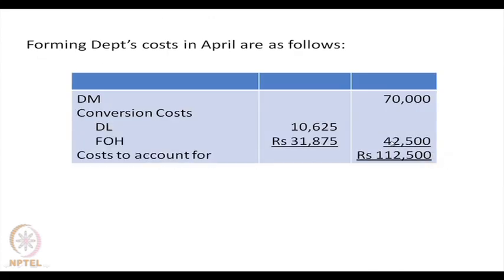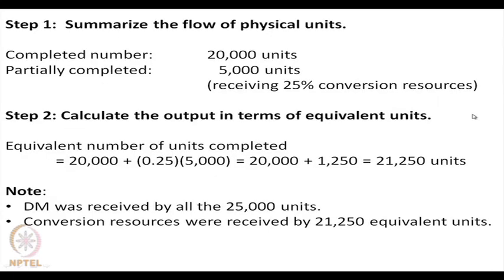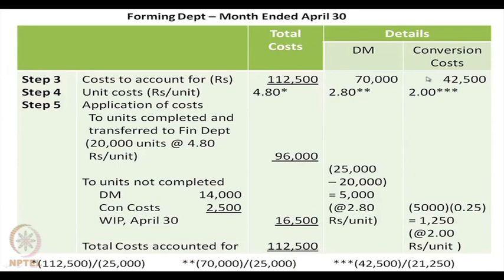This one, the direct material cost in the forming department was 70,000 and the conversion cost was 42,500. Total cost to account for was 112,500. So, that is what is shown here. Direct material 70,000, conversion cost 42,500, total cost is 112,500.